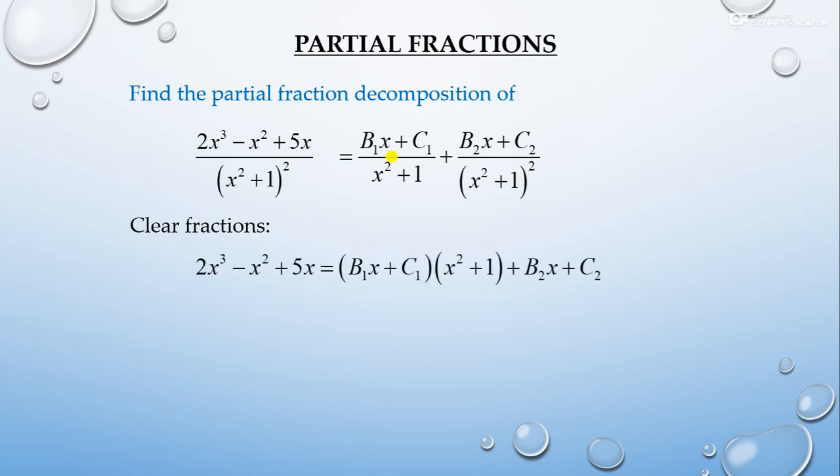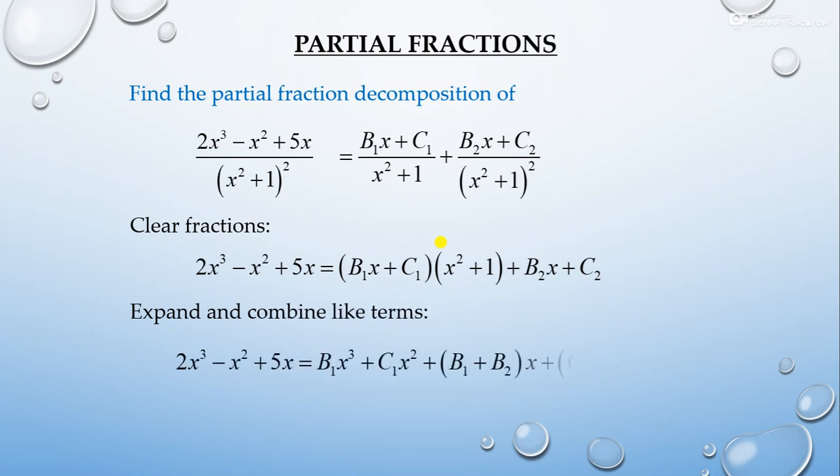First we clear the fractions, so it becomes 2x cube minus x square plus 5x is equal to b1x plus c1 times x square plus 1, plus b2x plus c2. So now we have this. So expand and combine all like terms. Here we combine the terms of x cube, that is b1, the x square terms, that is c1. When we combine the x terms, that will give b1 plus b2. When we combine the constant terms, that will give c1 plus c2.